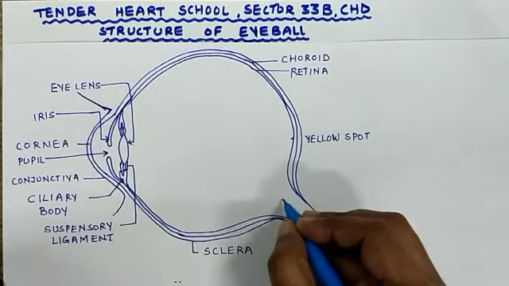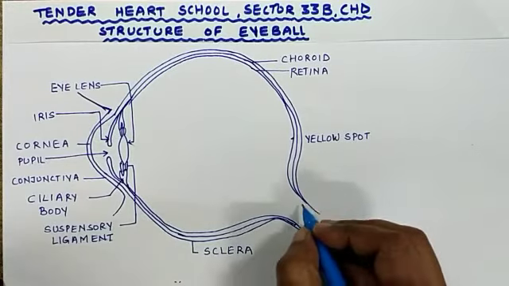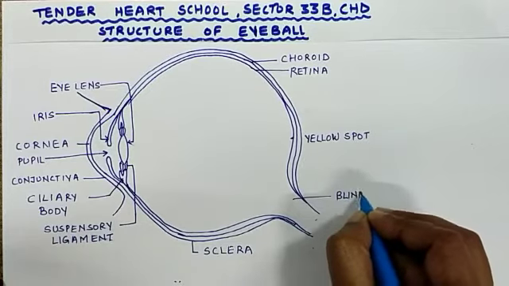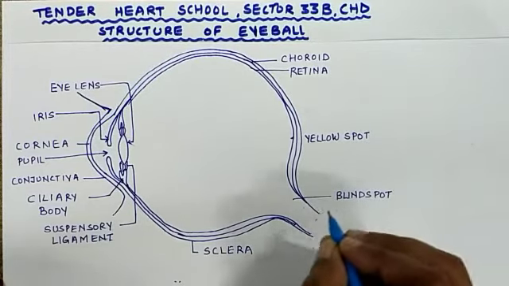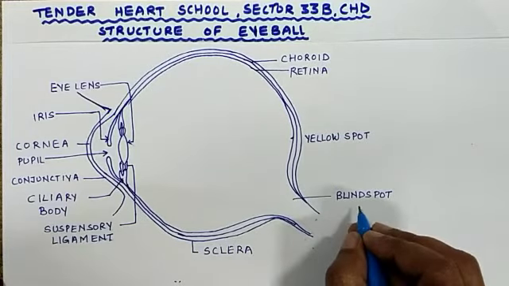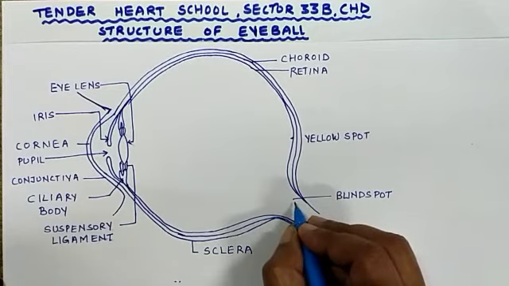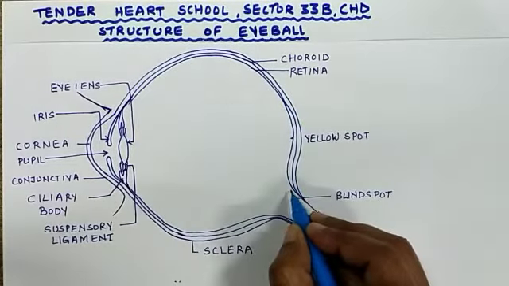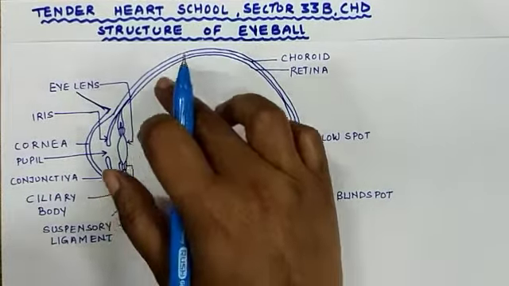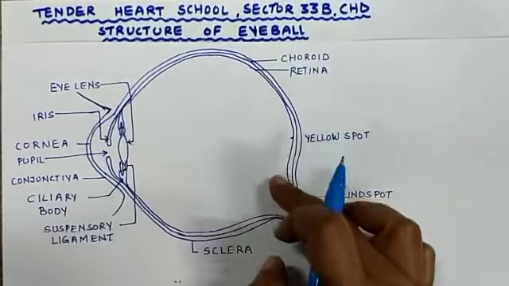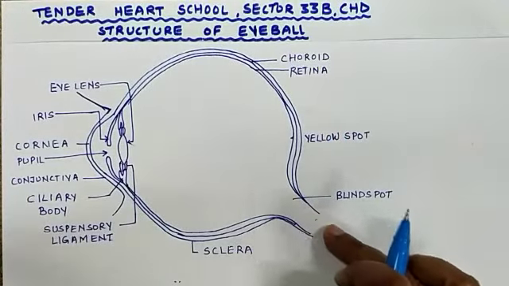Now lateral to the yellow spot, on the nasal side, we have the blind spot. Blind spot is the region or area of no vision. No image is formed on the blind spot. And the reason being that all the sensory cells from all of the eyeball, that is the cone and the rod cells which are present on the retina, these cells leave the eyeball through this blind spot.